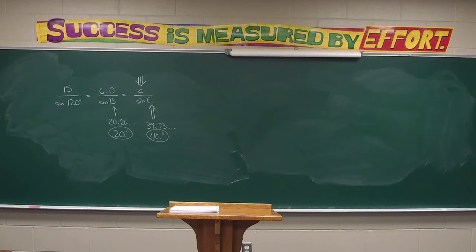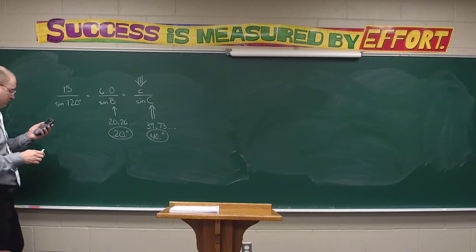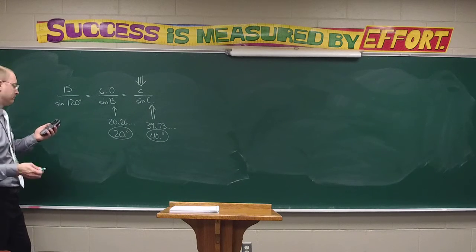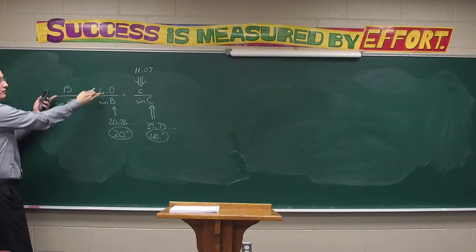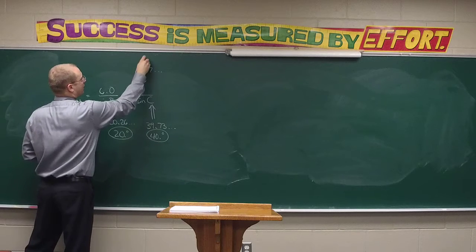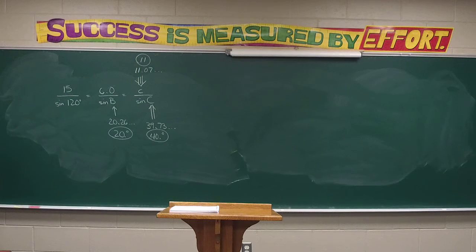Let me try this again. 39.73, blah, blah, blah. Take the sine. Times 15. Okay, now I've got it. All right, then you're going to divide by the sine of 120. All right, good. No, just the sine of 120. And you get 11.07. And it looks like two sig figs, so we'll say 11.